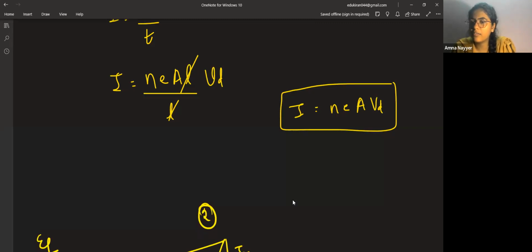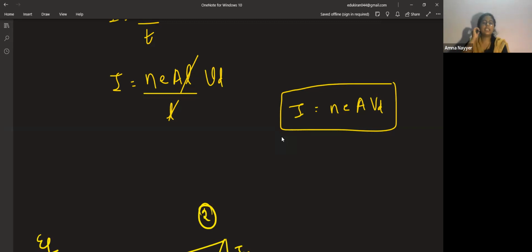I'll ask one question from Sidra. Sidra, you tell me, if I increase the area, will current increase or decrease? Current and area, they are directly proportional to each other. So increasing any one of them will lead to increment in the other or decrement? Increase. Deborah, your answer? Rajita, what do you think? It will increase because they're directly proportional.